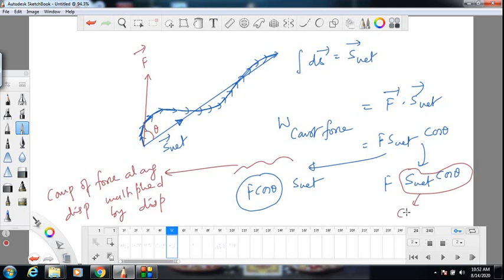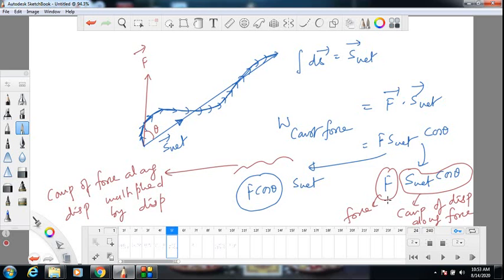So this is component of displacement along force, and that is being multiplied by force. So either way you can interpret it. Work done by a constant force, you can say it is component of force along displacement multiplied by displacement, or component of displacement along force multiplied by force. So that is how you calculate work done by constant force.